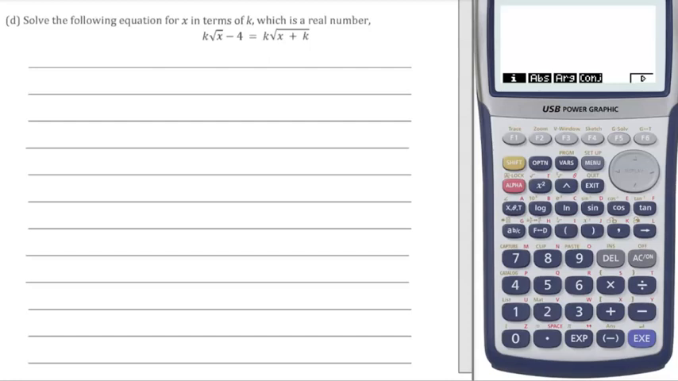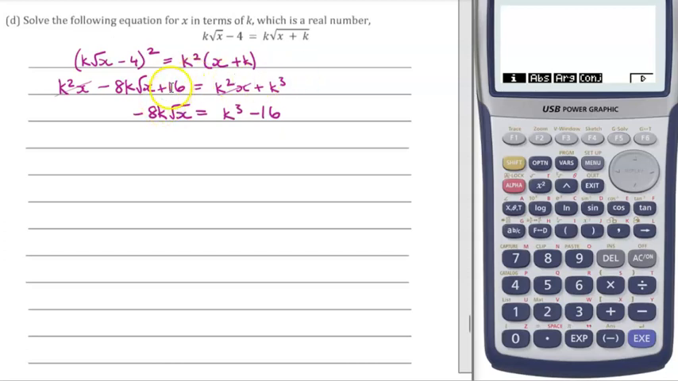Okay, part D is just a bit of hard graft of algebra work. So we're solving this equation. To sort out the fact that there's a square root on this side, we need to square both sides. Now remember, we're not squaring the individual terms on the left-hand side, we need to square the whole thing. So that's a double bracket approach. So multiplying that out, we get to this line here. Now the k squared x cancels out, and if I rearrange the 16 over to the other side, because we're trying to isolate the x here, then we can divide through by the minus 8k and square both sides.